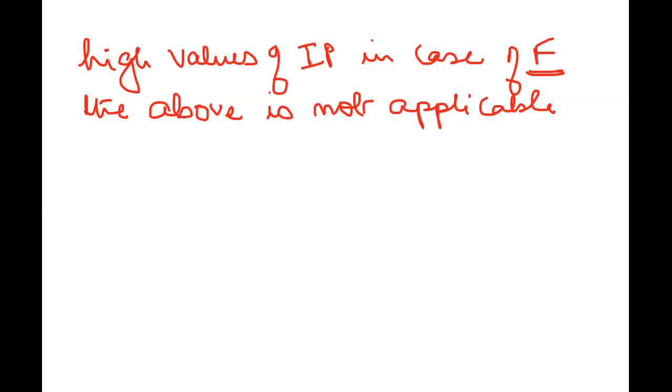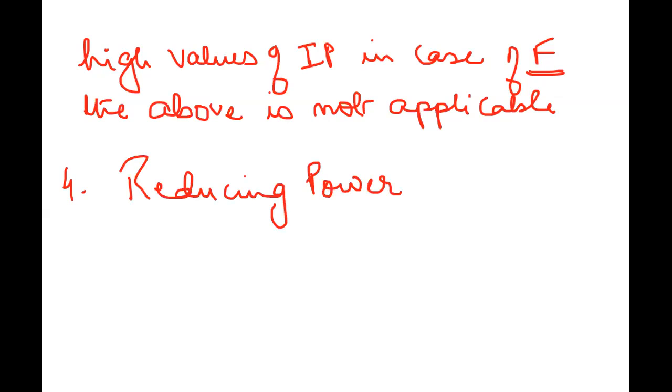Okay. But the concept is explained on the basis of its non-metallic character. All right. And the fourth point that you have to do is reducing power. Reducing power of the elements, you can take it as lower is the IP value. Reducing power is directly proportional to the lower values of ionization potentials. Now this is what you have to know.